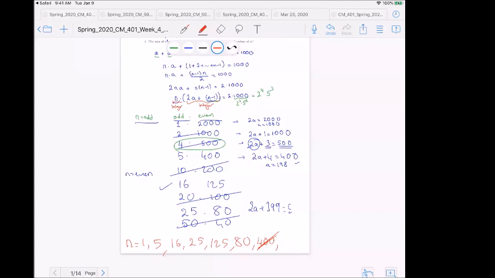Yes. So now we can see that for 1, 5, 16, does 125 work? No. 125 also allows a to be a negative number, so 125 doesn't work. Does 80 work? No, right? 80 doesn't work either. Okay? So the only things that are going to work are 1, 5, 16, 25. Okay?